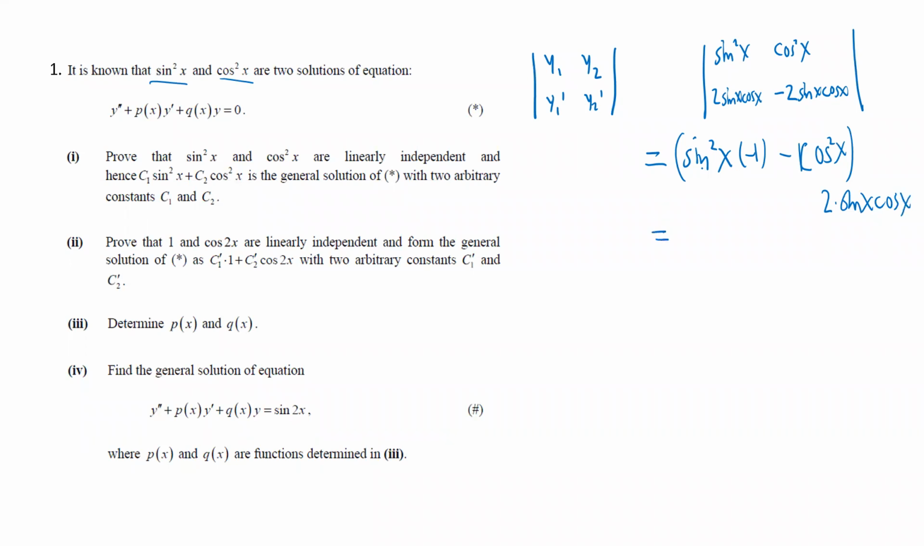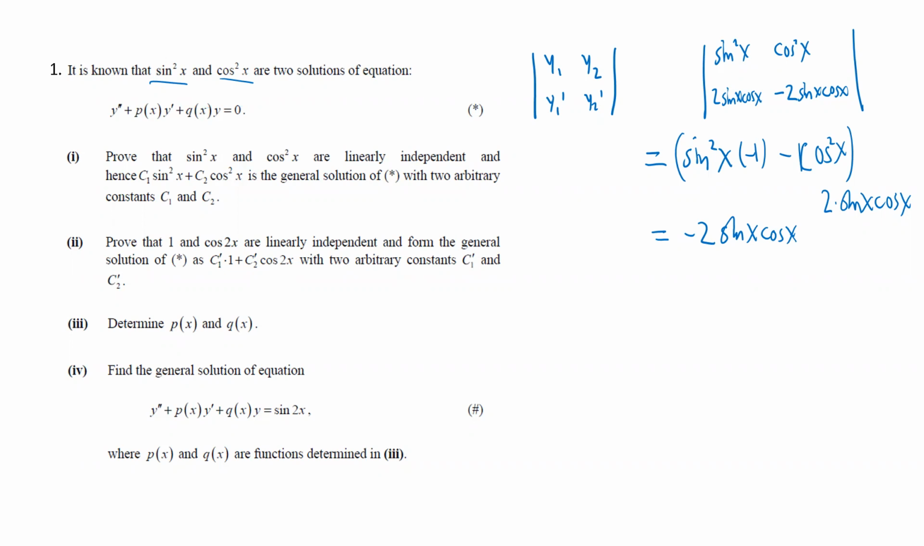So then minus sine square x minus cosine square x is minus 1. So it's minus 2 sine x cosine x. So of course this is not always 0, right? So that means this determinant is not always 0. There are many values of x such that this determinant is non-zero. So that's why sine square x and cosine square x are linearly independent.